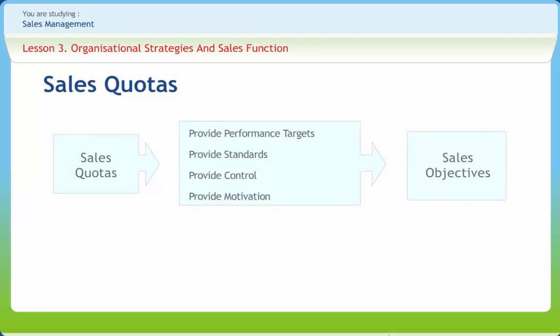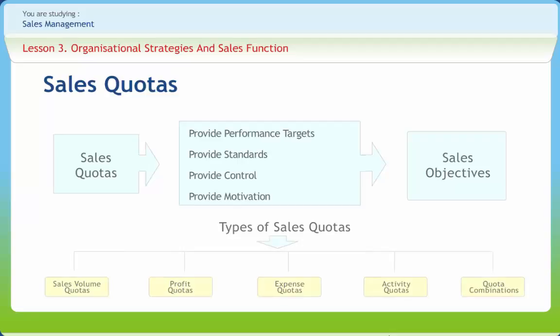A sales quota may be expressed in terms of dollars or units sold. Quotas may also be set for sales activity, sales costs, and profitability in addition to sales volume. They provide performance targets, standards, control and motivation to the sales team to perform better. A sales organization can set many types of quotas, the most common of which are sales volume quotas, profit quotas, expense quotas, activity quotas, and quota combinations.